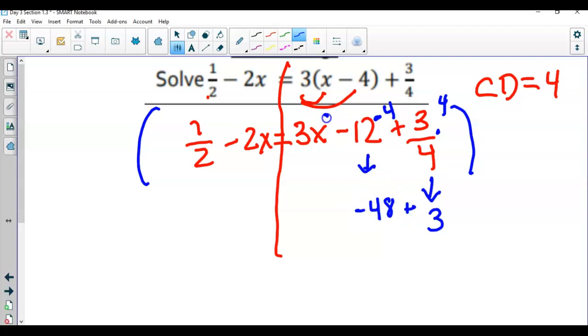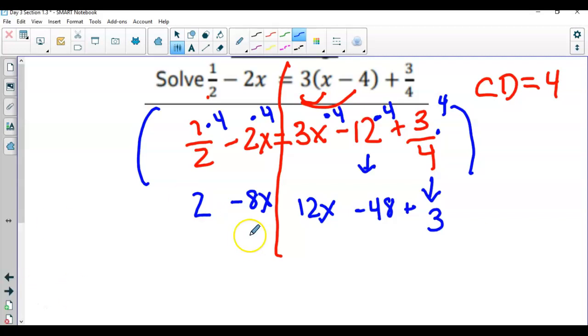Again, I need to do it here. 3x times 4 is 12x. I need to do it here again, every term. Negative 2x times 4 is negative 8x. And 1/2 times 4, some of you can do that really fast in your head, but let's use that same strategy in case you struggle with math that I just taught you. So I take the numerator times the common denominator, divide by the denominator. 1 times 4 is 4, divided by 2 is 2.